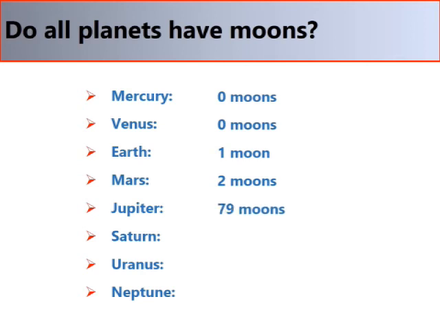Jupiter, 79 moons. That's pretty impressive. What about Saturn? 82 moons. In fact, Saturn just recently overtook Jupiter as having the most number of moons in the solar system, because new moons are occasionally discovered, and that's what's happened recently. Uranus, 27 moons, and Neptune, 14 moons.